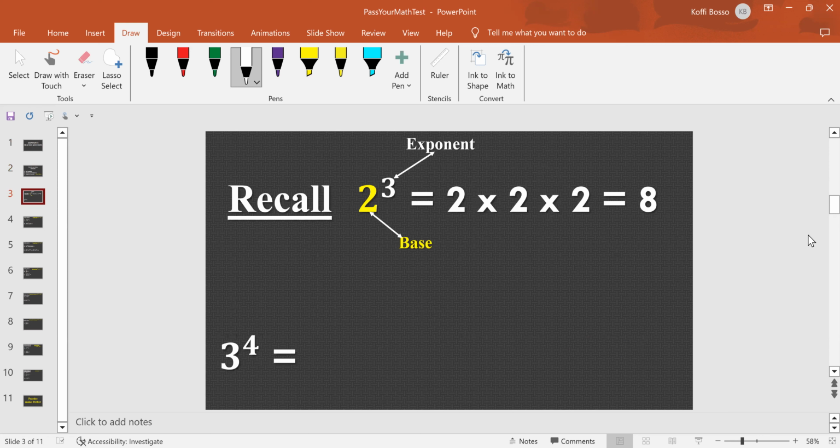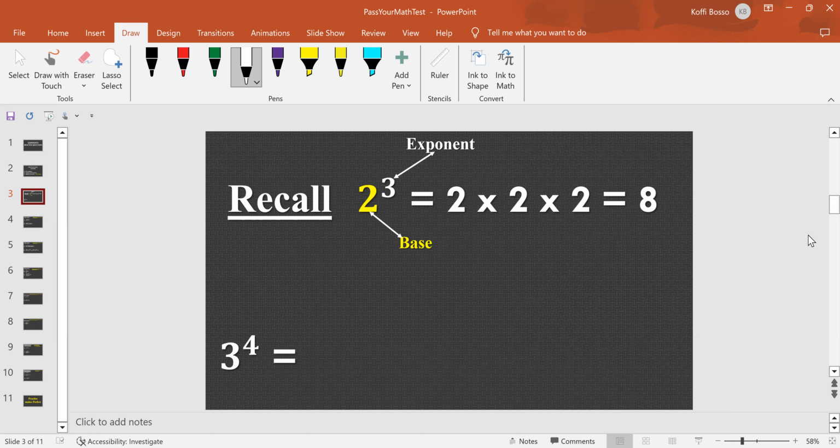Exponent practice questions. Okay, recall. We have 2 to the third power. Here we call 2 the base and 3 the exponent. And 2 to the third power means you multiply 2 by itself, repeating 3 times. The result is 8.